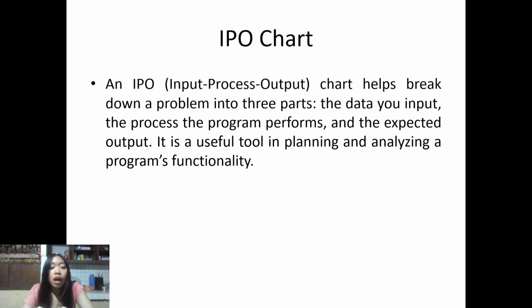IPO chart. An IPO, or input process output, chart helps break down a problem into three parts: the data you input, the process the program performs, and the expected output. This is a useful tool in planning and analyzing a program's functionality.